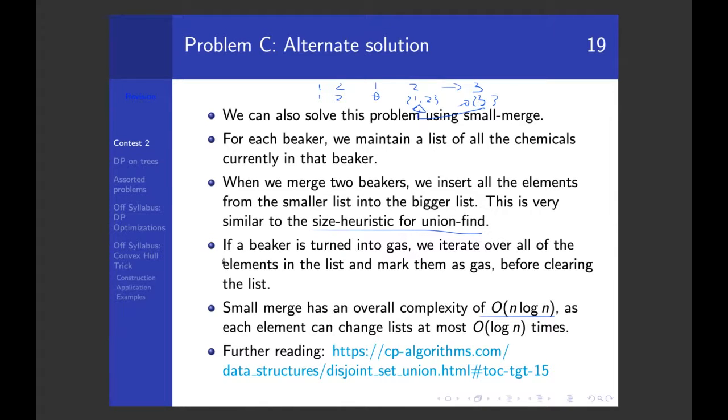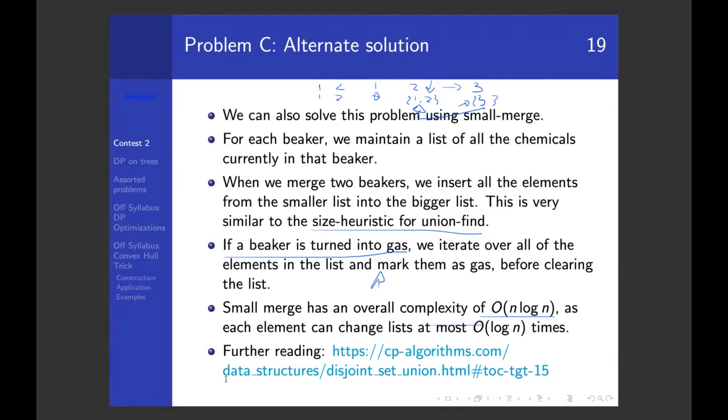And to keep track of when a beaker is turned into gas, because we have a list of everything in a current beaker, when something's turned into gas, we just iterate over that entire list and say, you're all gas now. Importantly, because each thing is turned into gas only once, this procedure is order n. So we have n log n for small merge, order n for this, we get order n overall.